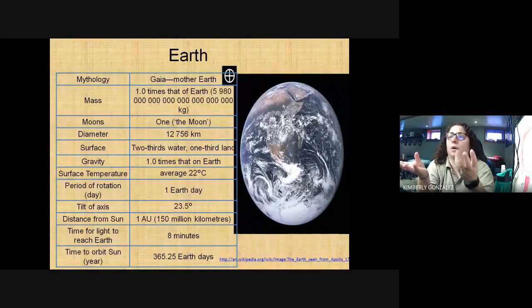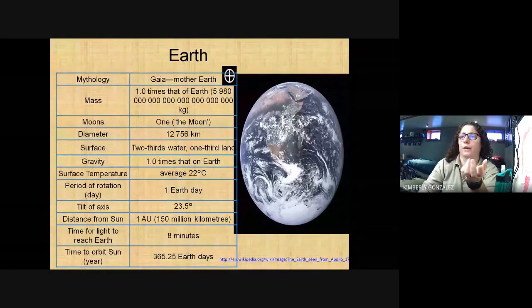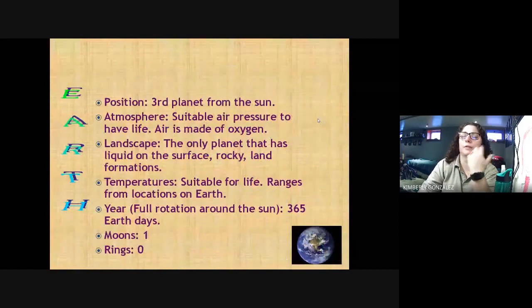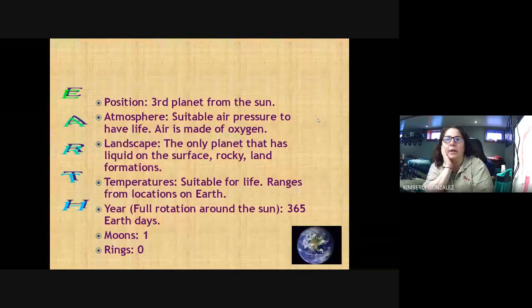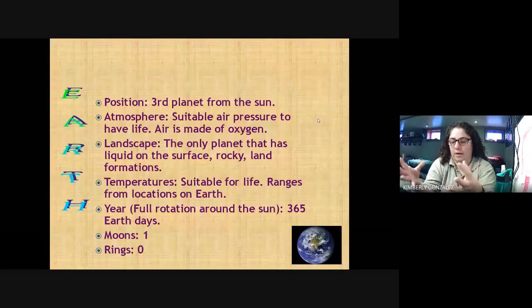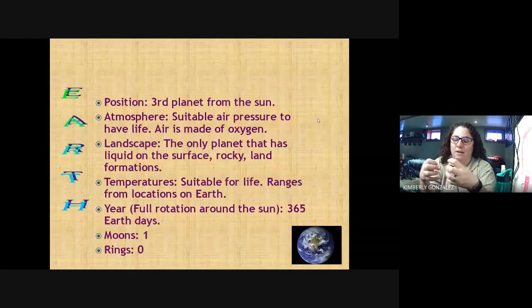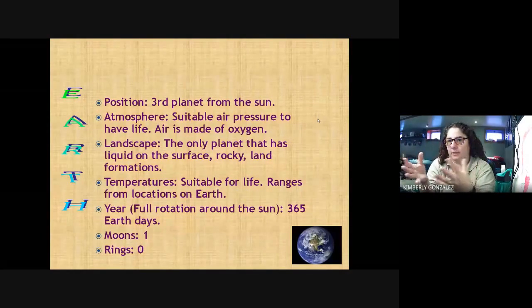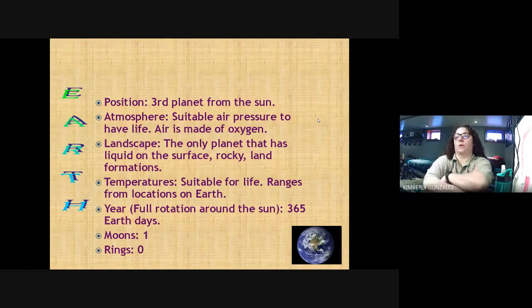So a lot of this stuff you already know, so it shouldn't be hard for you guys to actually remember this stuff, right? Other than, you know, we're the third planet from the sun, right? We're the only planet that has liquid on its surface, right? Almost all the other planets or some of the planets have liquid inside of the planet itself. We're the only one that has water on the outside, okay? And so far, we're the only one that is suitable for life that they have found, okay? We have no rings, right?